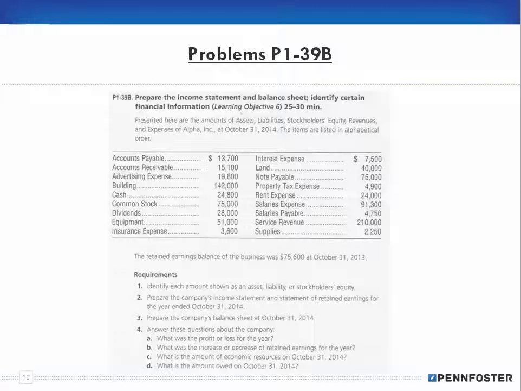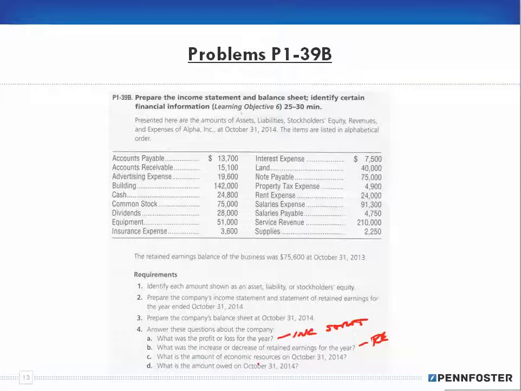Then number 2 is to prepare the company's income statement and statement of retained earnings. Remember, we start out with the income statement, then that allows us to do the retained earnings, which then allows us to do number 3, which is to prepare the balance sheet. And then finally, we're going to answer these questions about the company. What was the profit or loss from the year? That's going to be found on the income statement. B, what was the increase or decrease of retained earnings for the year? So that's on the statement of retained earnings.